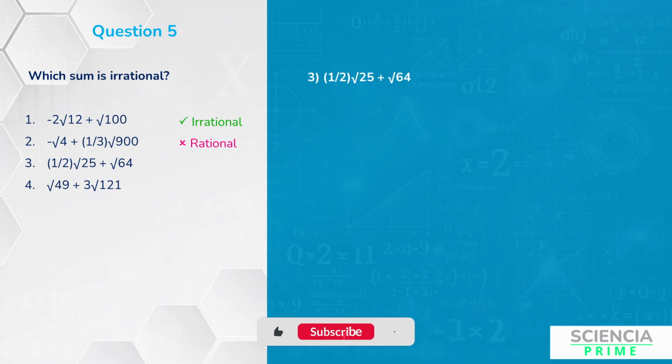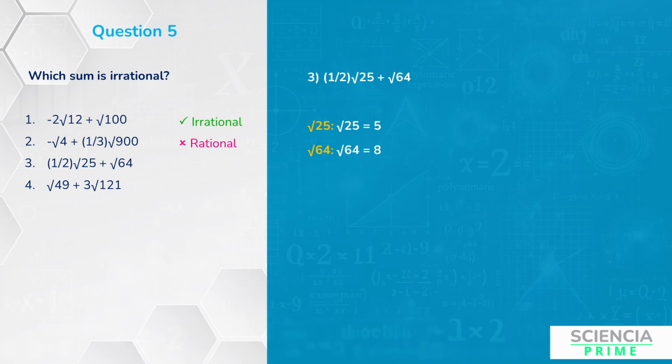Option 3, 1/2 times the square root of 25 plus the square root of 64. Simplify the square root of 25. The square root of 25 equals 5. Simplify the square root of 64. The square root of 64 equals 8. Substitute the simplified values. 1/2 times 5 plus 8 equals 2.5 plus 8 equals 10.5. The result is 10.5, a rational number.